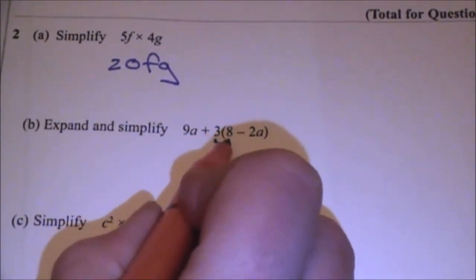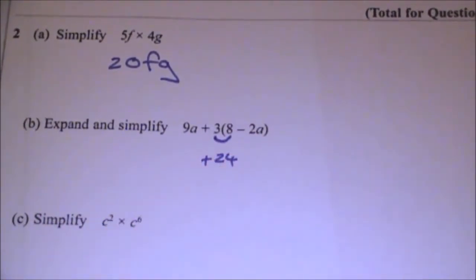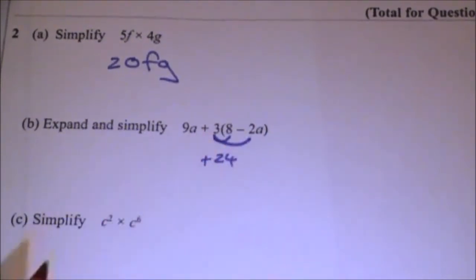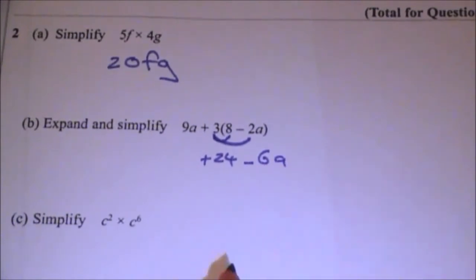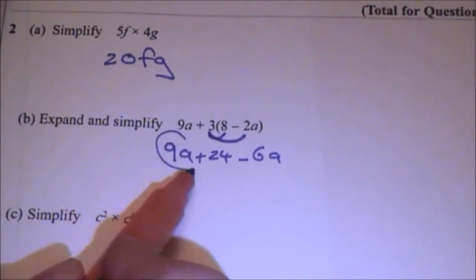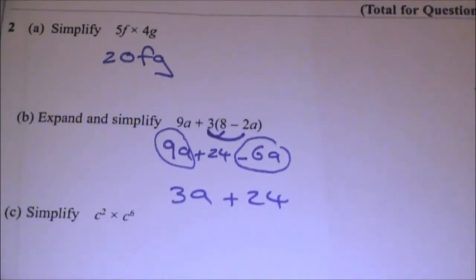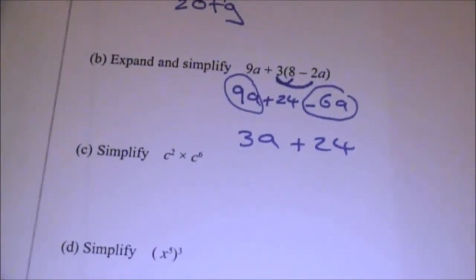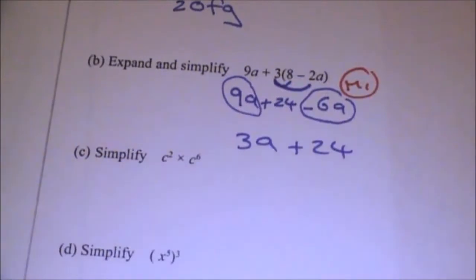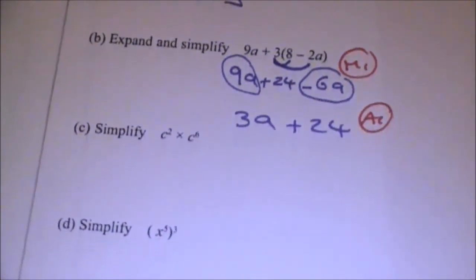First thing I'm going to deal with are these brackets. I've got positive 3 there times by 8, which is positive 24. And I've got positive 3 times by negative 2a, which will be negative 6a. I mustn't forget about the 9a I haven't used yet. So I end up now with 9a minus 6a, which is 3a. And then I've got my positive 24. That's a 2-mark question. You get 1 mark for showing a correct expansion of the brackets, and then you get the second mark for getting the answer right.